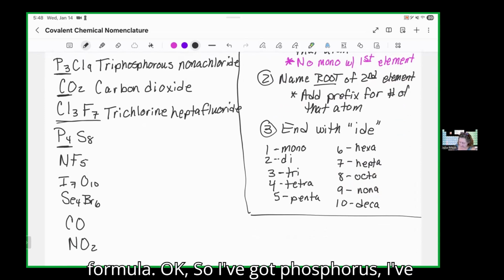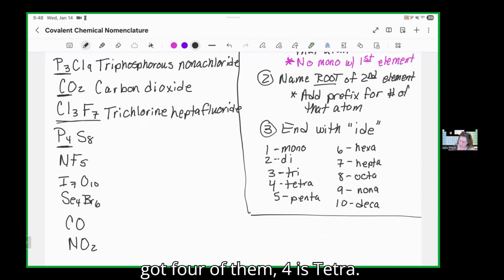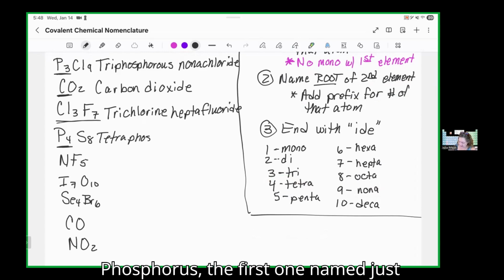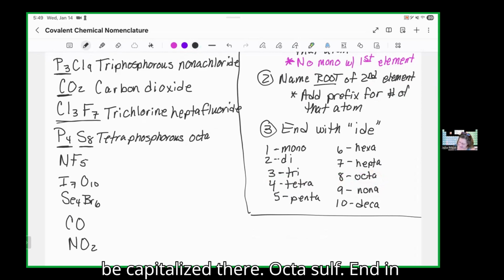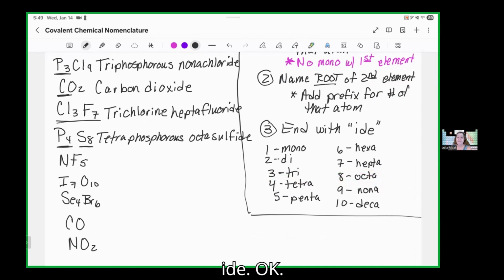So I've got phosphorus. I've got 4 of them. 4 is tetra. So I've got tetra phosphorus, the first one named just like it is on the periodic table. Sulf is the root for that, and I've got 8. 8 is octa. So I've got octa, sulf, end in ide.